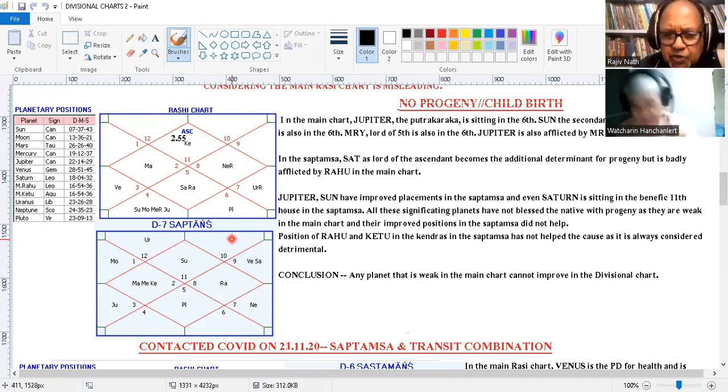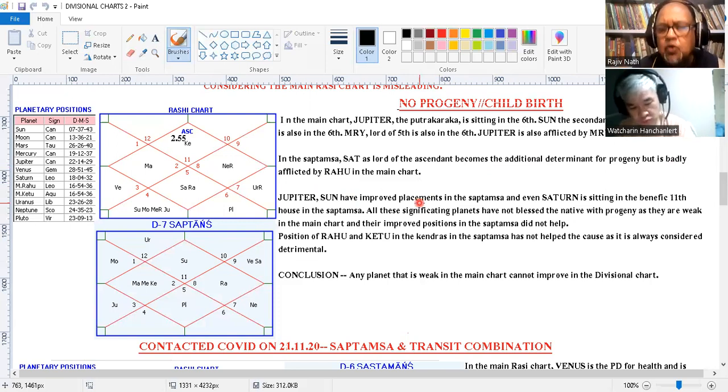For the matter means progeny. In the Saptamsa, Saturn as Lord of the Ascendant becomes the additional determinant for progeny, but is badly afflicted by Rahu in the main chart. Jupiter and Sun have improved placements. Now look, what are we looking at here?